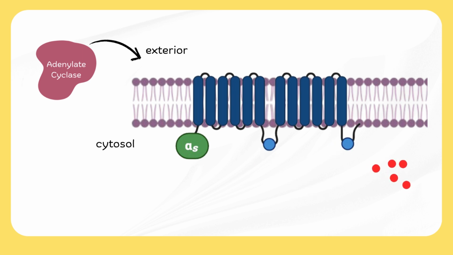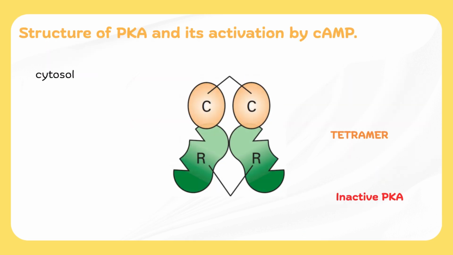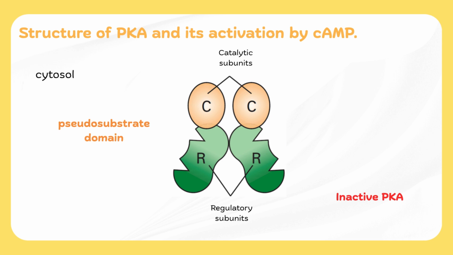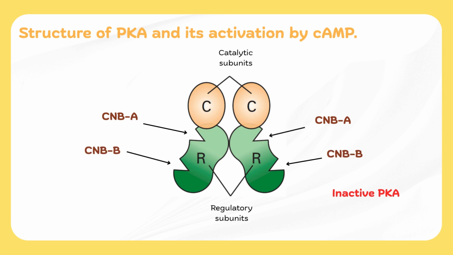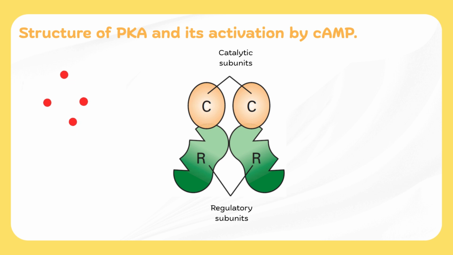cAMP, produced by adenylyl cyclase, activates protein kinase A, or PKA, which phosphorylates various intracellular targets to mediate diverse cellular responses. Inactive PKA is a tetramer made of two regulatory and two catalytic subunits. Each regulatory subunit blocks the catalytic ones using a pseudo-substrate domain that mimics real substrates but doesn't get phosphorylated. Each R subunit has two distinct cAMP binding sites, called CNBA and CNBB. Binding of cAMP by an R subunit of PKA occurs in a cooperative fashion.